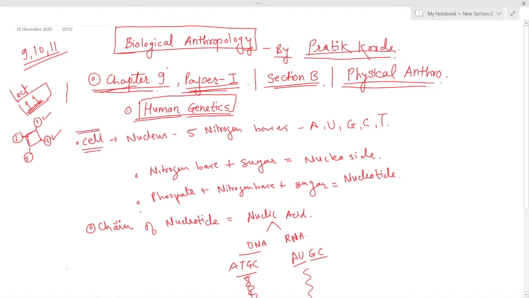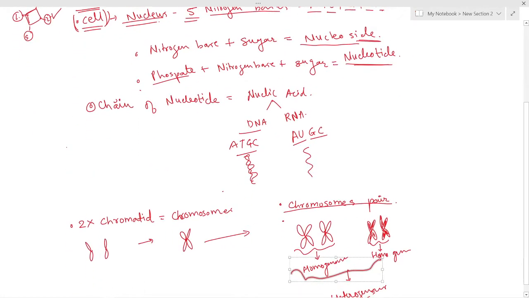Cell is the structural and functional unit of the human body. This will be some of the basic biology that we will be talking about here. In the cell, there is a nucleus. There are nitrogen bases, that is A, U, G, C, and also T. Nitrogen base plus sugar, when they combine, form a nucleoside, and when phosphate is added to nitrogen base plus sugar, it becomes a nucleotide. So this is basically an introduction. You should have this as your write-up, and then we'll move forward.